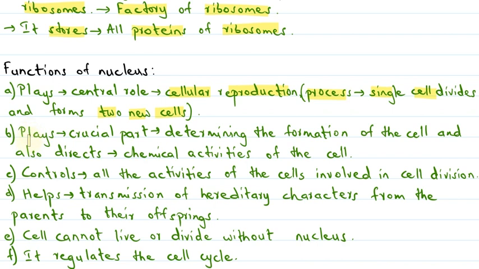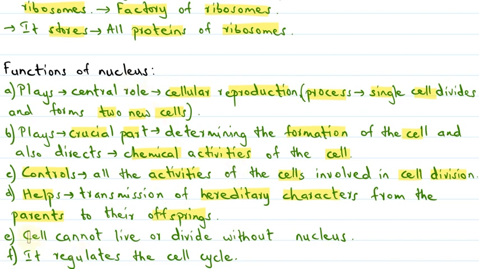Then the nucleus also plays a crucial part in determining the formation of the cell, and it directs the chemical activities of the cell. The nucleus also controls all the activities of the cell that are involved in the process of cell division. The nucleus also helps in the transmission of hereditary characters from parents to their offspring, that is from the parents to their children. The genetic material or the hereditary characters are transmitted with the help of the nucleus.